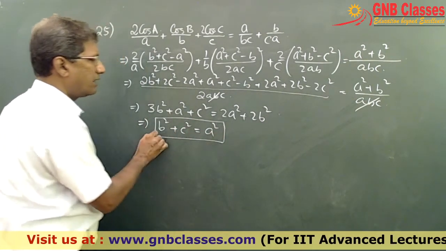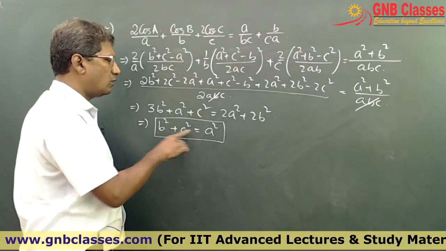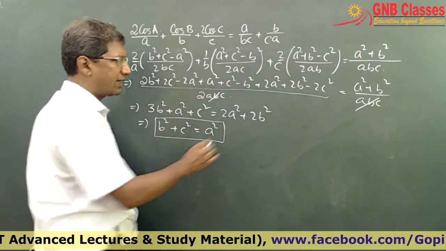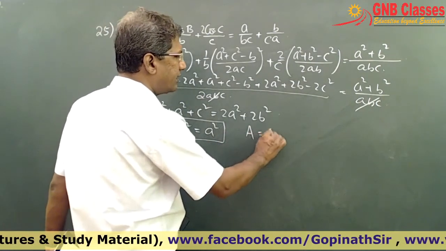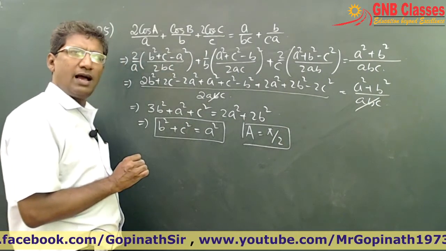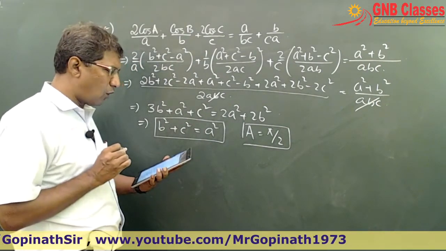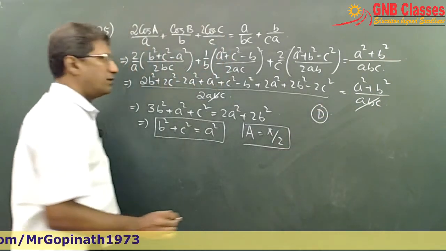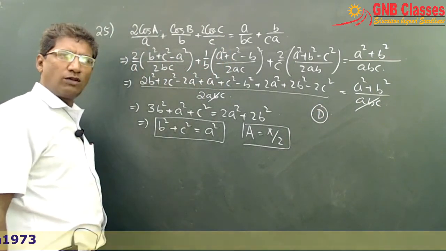Is it clear? Therefore, since A square equals B square plus C square, we will say that the triangle is a right angle triangle at A. Hence, our option D is correct for this question number 25. Is it clear to all of you?